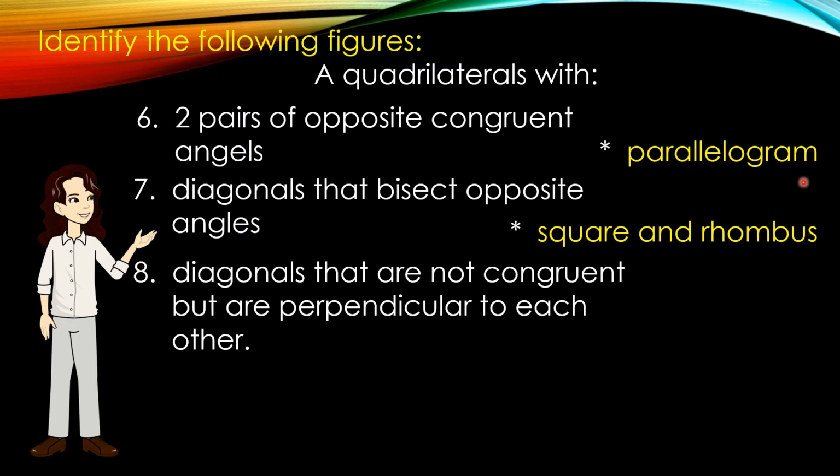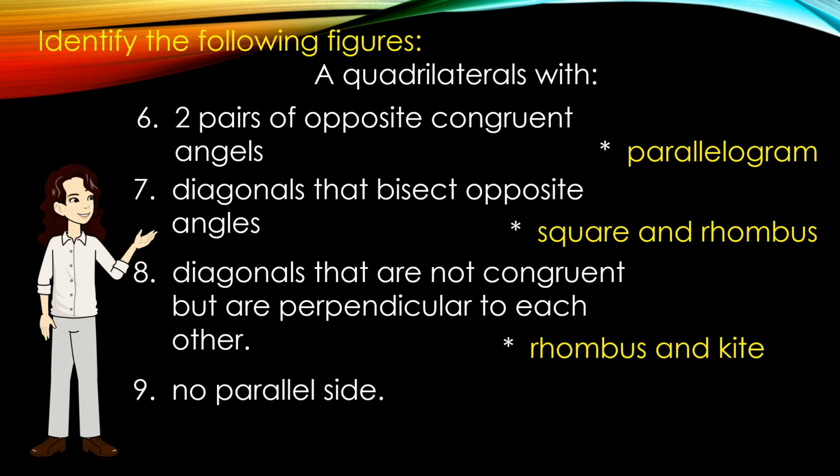Diagonals that are not congruent. The diagonals are not congruent but are perpendicular to each other. Which has diagonals that are not congruent? A square has congruent diagonals, and so does a rectangle. So, our answer is rhombus and kite. A kite also has perpendicular diagonals that are not congruent. Number 9, no parallel sides. That's called a trapezium. Okay.